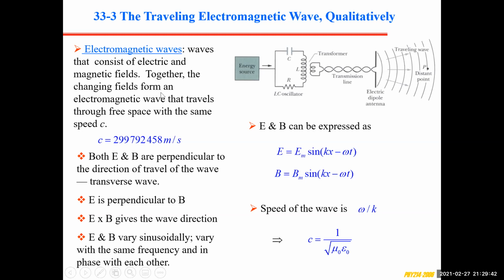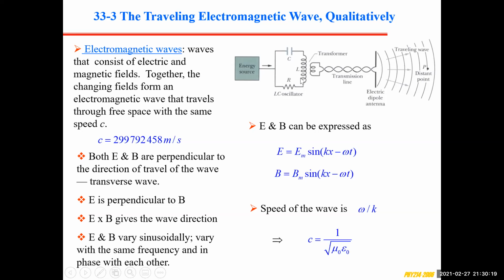And they can be generated using the induction law. If you remember in Physics 212, you learned Faraday's law of induction. You also learned Maxwell's law of induction. So we're going to briefly touch upon how the electromagnetic waves are generated. Suffice to say that you have an energy source and an LC oscillator that generates waves. With the inductor and a capacitor, the magnetic field can change and the electric field can change.